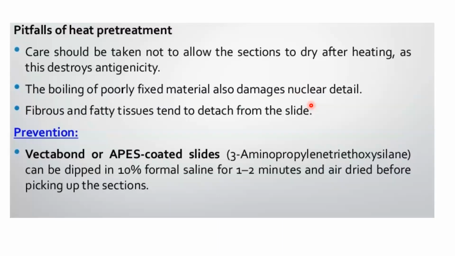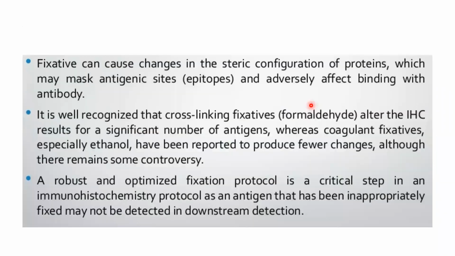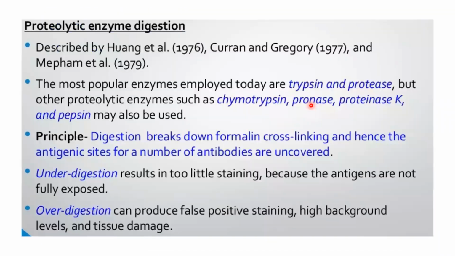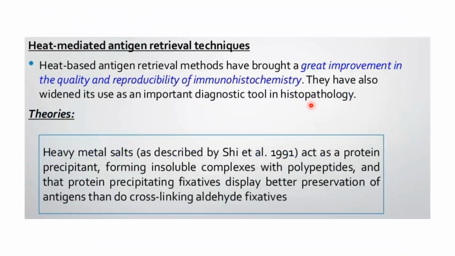In tomorrow's lecture, we will discuss in detail the antigen retrieval steps. What are the various types of antigen retrieval steps we have for treating the tissues? We already had a quick overview of these antigen retrieval methods: proteolytic enzyme digestion, microwaving, combined microwave and enzyme digestion, pressure cooker heating, decloaker heating, pressure cooker inside a microwave, autoclaving, water bath heating, and steamer heating. All these things we will discuss in tomorrow's lecture. Okay, so this is all.